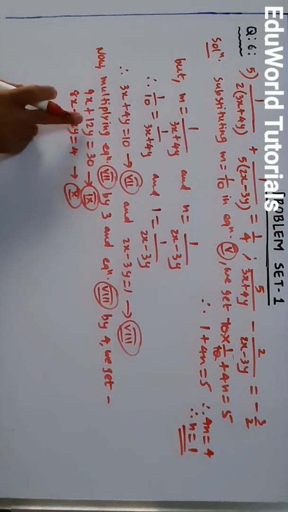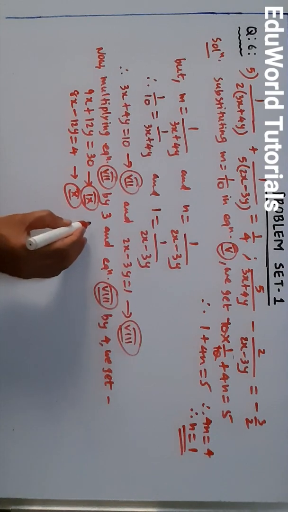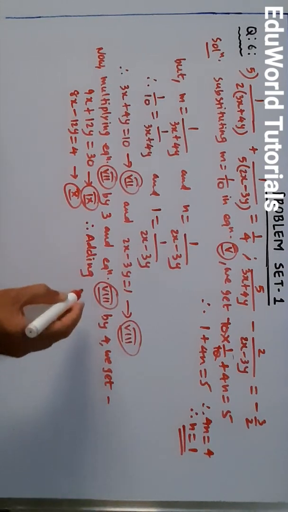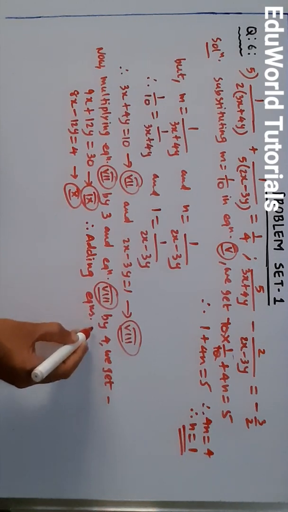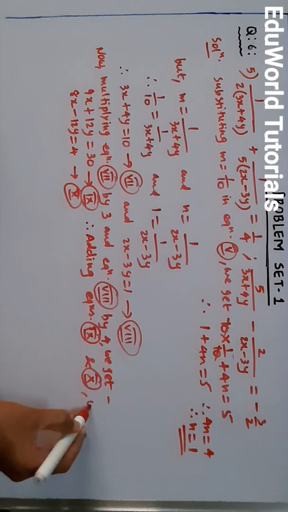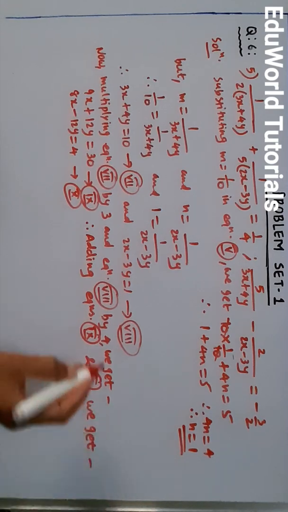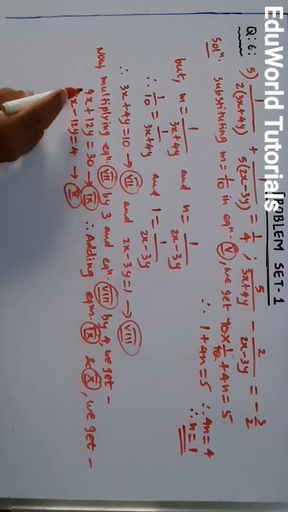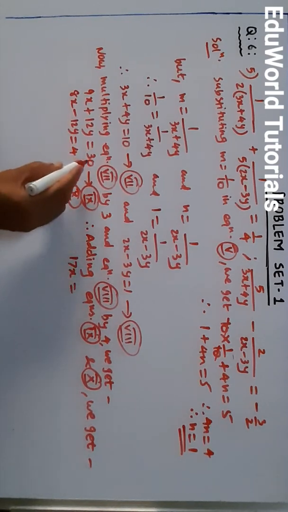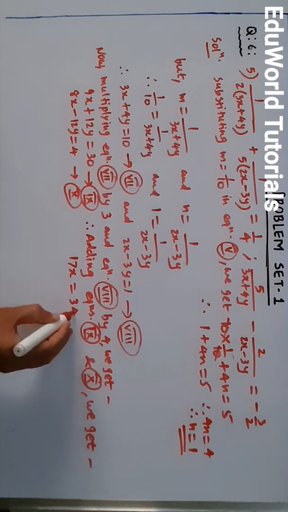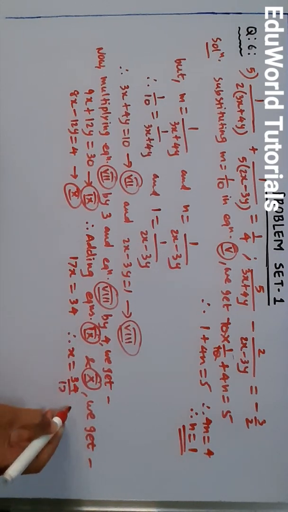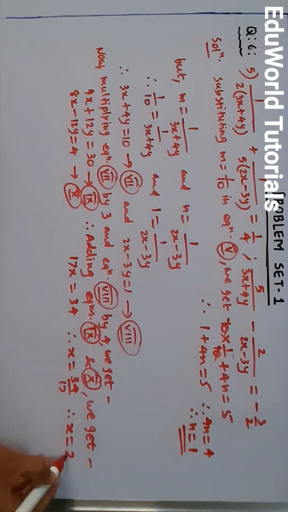You now know that we have to add these equations. Therefore adding equations 9th and 10th we get, on adding the equations, directly I will cut it. 9 plus 8x is 17x and 30 plus 4 is 34. Therefore value of x we got 34 by 17, and therefore x is equal to 2.